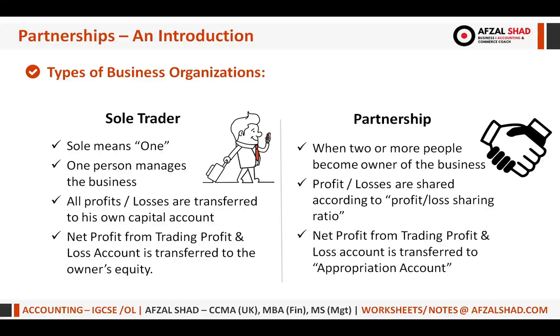So the net profit from the trading and profit and loss account is transferred to the appropriation account. The account where you are actually transferring, splitting, or appropriating those amounts amongst the partners is called the appropriation account.